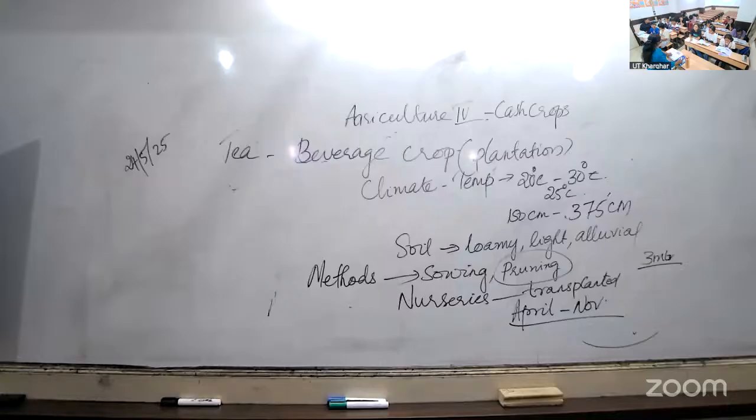Where is it distributed? Kerala and Tamil Nadu. That is the tri-junction of this. Most of the tea growing is happening in Kerala and Karnataka. Tamil Nadu is the next.